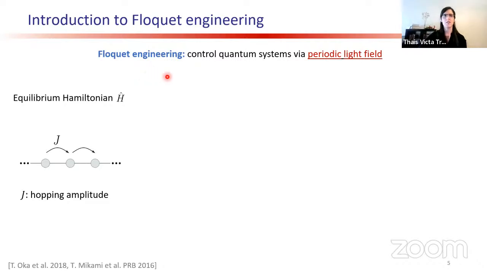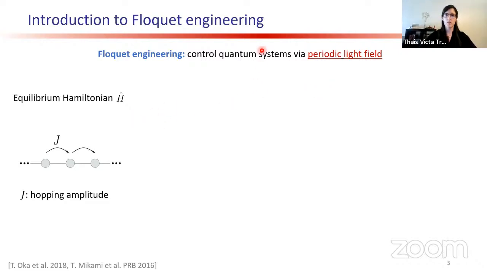And every time that you read or listen about Floquet engineering, the first thing that has to come into your mind is that what we are doing is coupling the system to an external periodic perturbation. So in the specific case of this talk, this external perturbation is a light field. So we are coupling a given system that we can choose with a periodic light field. So what does it do? What does it do to the system?